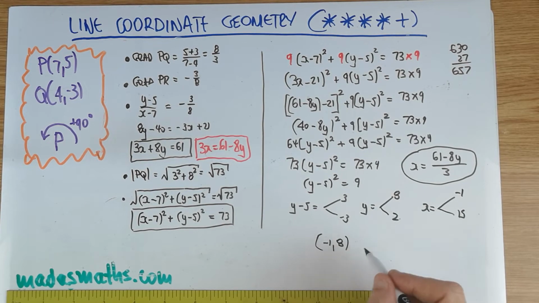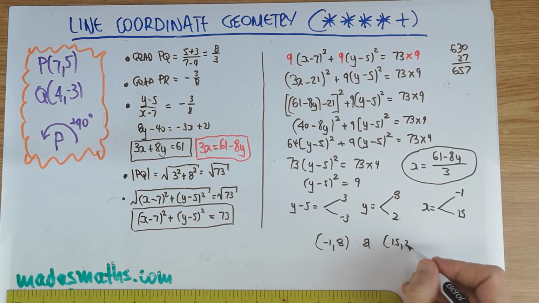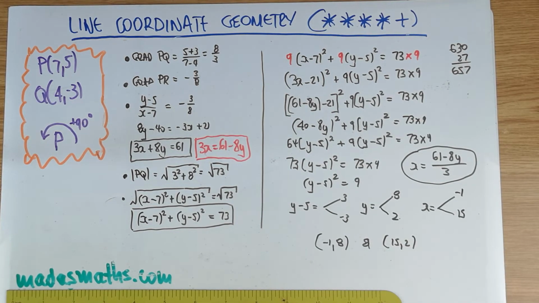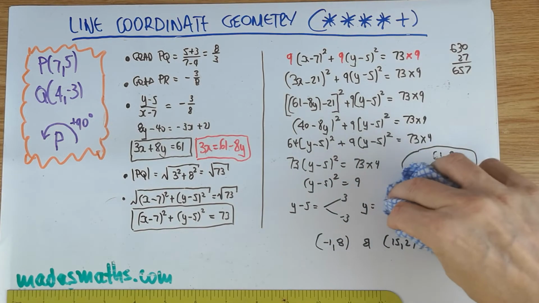And this is the problem that we located earlier on in the diagram. We don't have a unique answer. Well, the answer is unique, it's just that this algebra did not produce quite the answer that we wanted. We found that the point is either (minus 1, 8) or (15, 2). And we'll finish this problem by returning to a diagram.